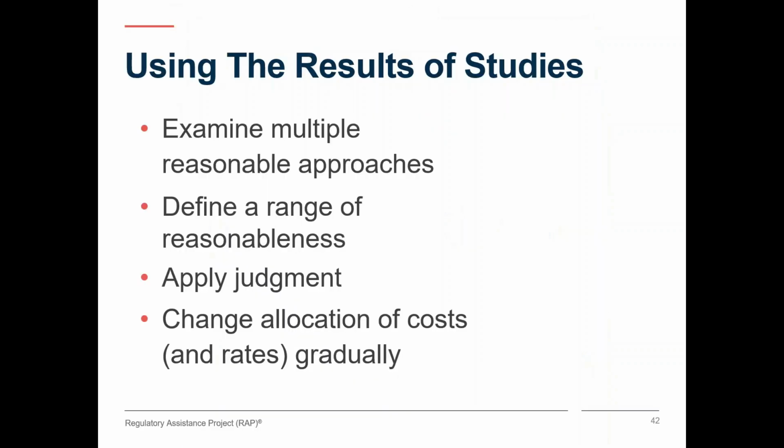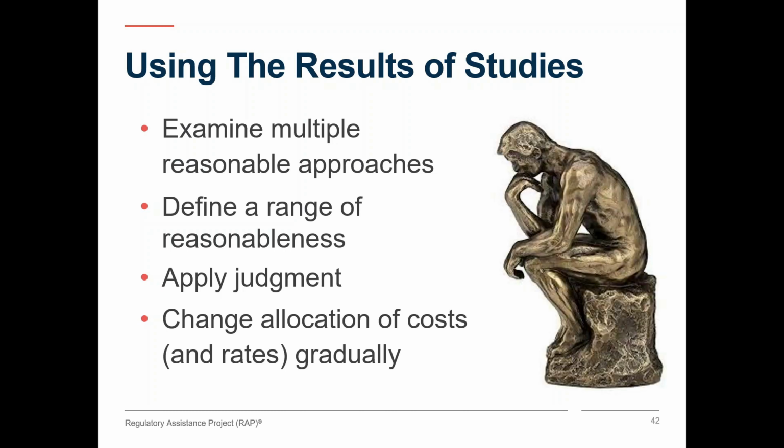How we use the results of studies is important. These studies are not perfect representations of cost responsibility. Many regulators will use multiple studies to define a range of reasonableness for cost apportionment. Within that range, regulators must apply judgment. Most regulators move gradually in both cost allocation and in rate design to avoid severe impacts on customer classes as allocations change over time. In other words, regulators should think pretty hard about it, and they generally do.